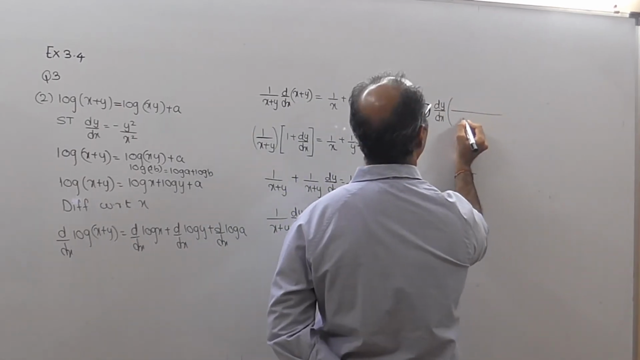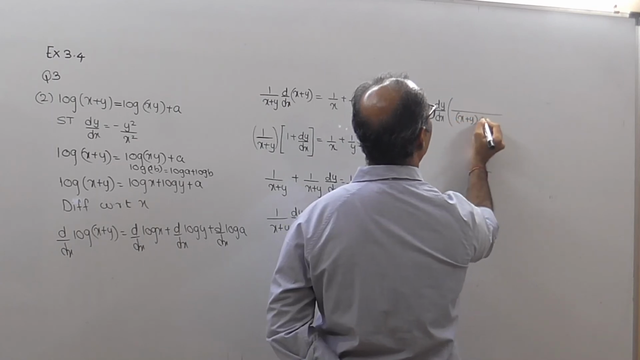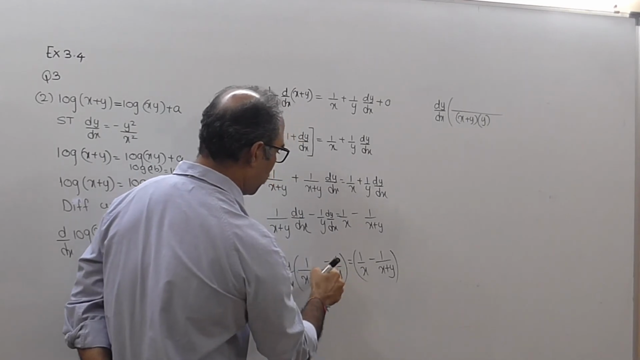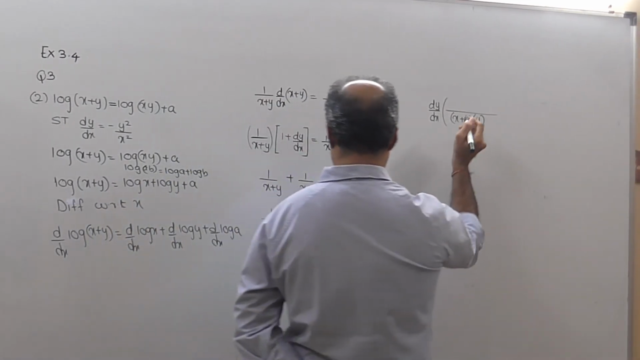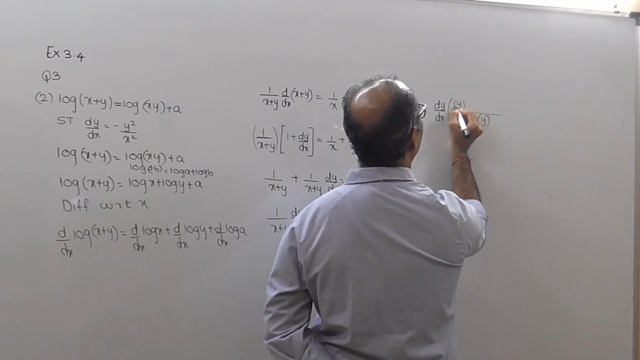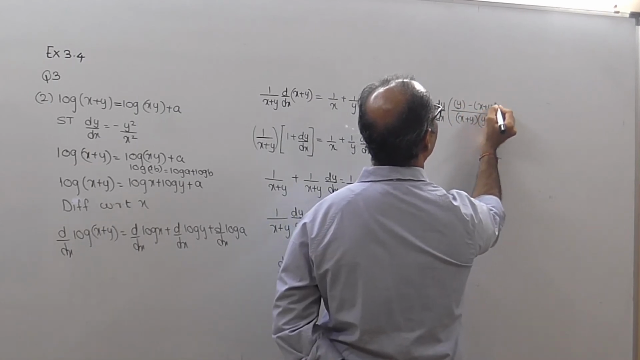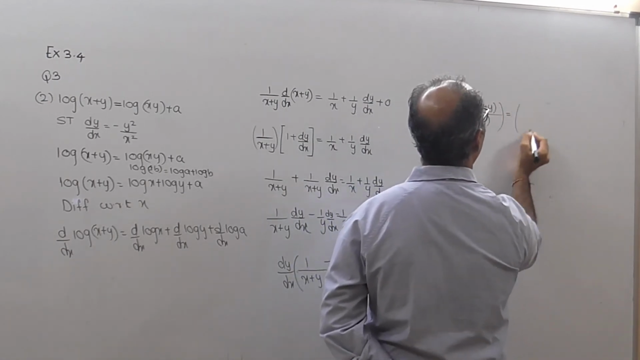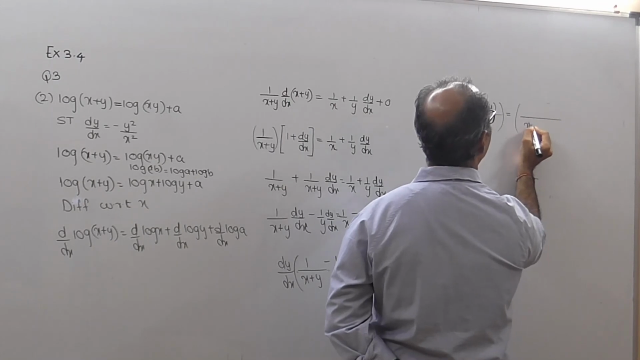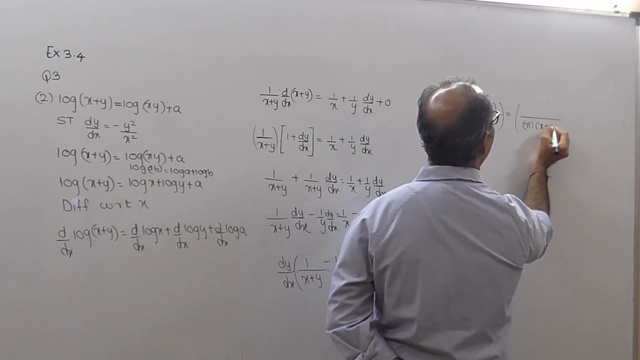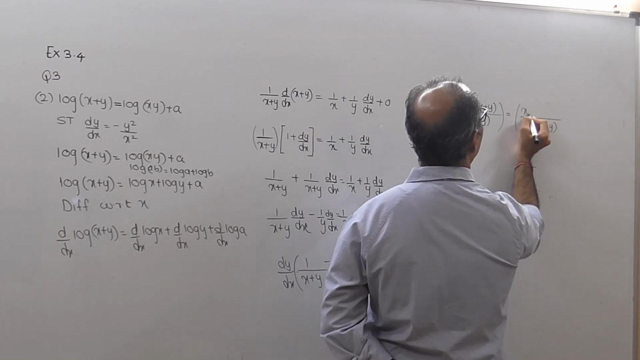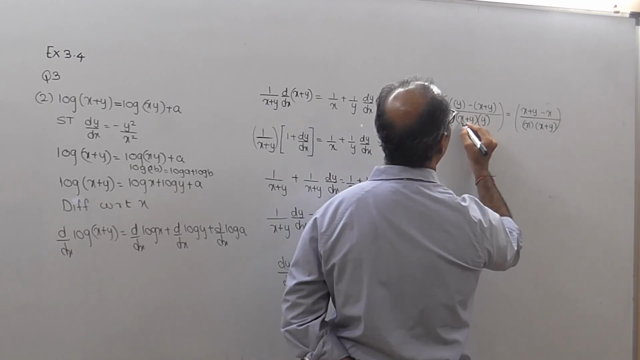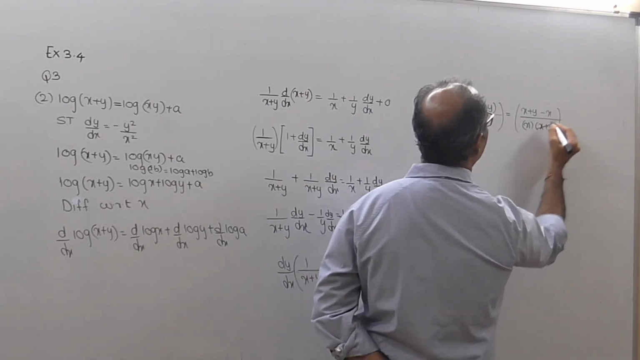Take x plus y into y as LCM. So you get y minus x plus y, bracket close, equal to, take x into x plus y, so you get x plus y minus x. So I am of the opinion that first I can cancel x plus y from both sides.